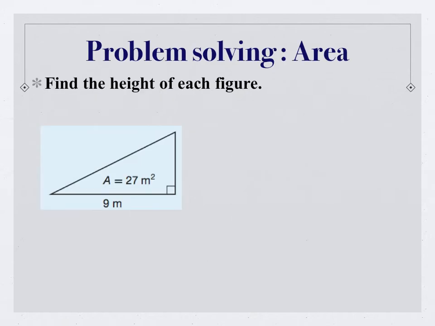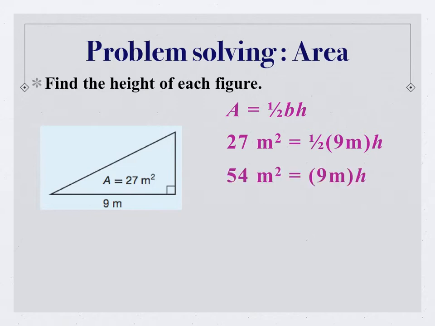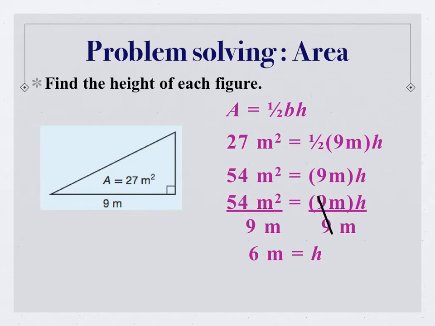If I asked you to find the height of this figure, this is a little bit more cognitively demanding, because here the variable that we're looking for is the height. So let's substitute in what we know, and let's use algebra to get h all by itself. Let's multiply both sides by 2 to get rid of the fraction. Let's divide both sides by 9, where the 9's cancel out, and we're left with a height of 6 meters.